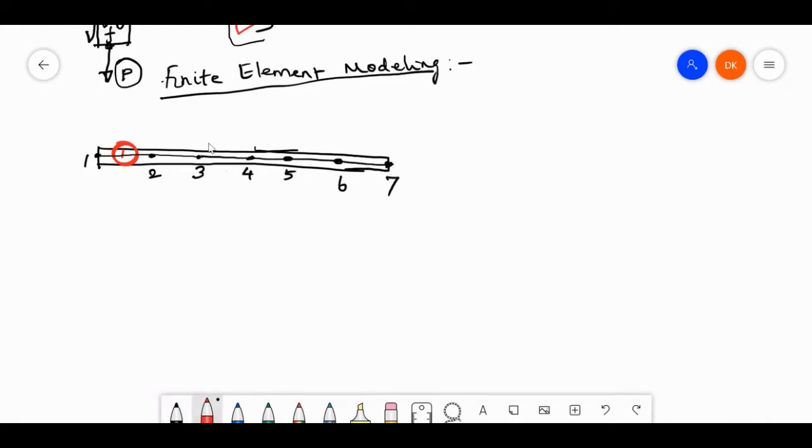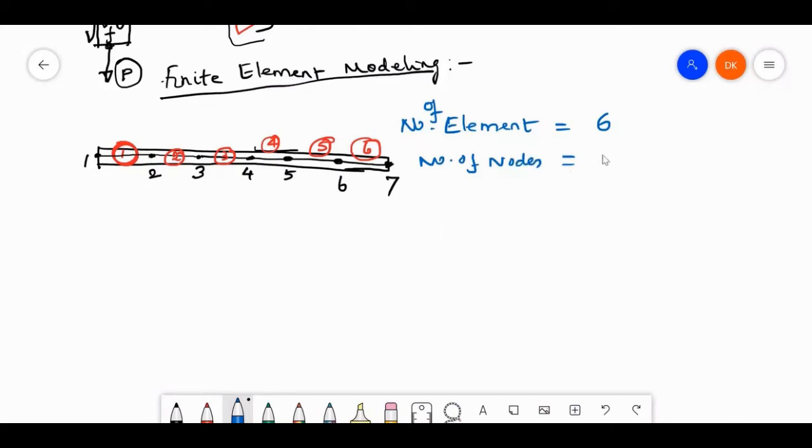And then element number, how to note? This is second element. This is third element. This is fourth element. This is fifth element. This is sixth element. So how many elements are there? Number of elements is equal to 6. How many nodes are there? Number of nodes equal to 7. You see here, number of elements 6, then number of nodes is 7.